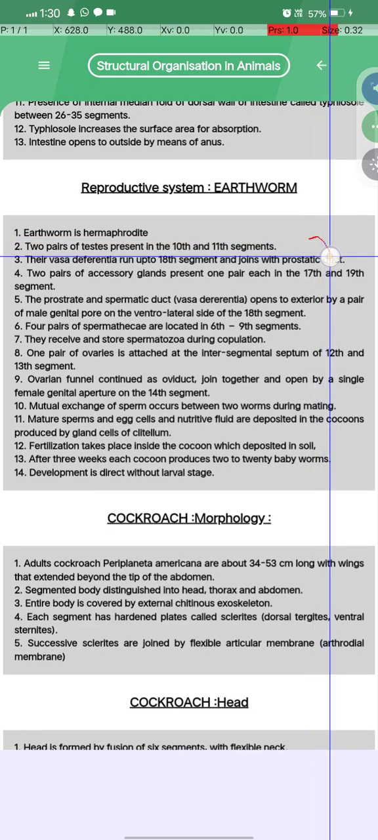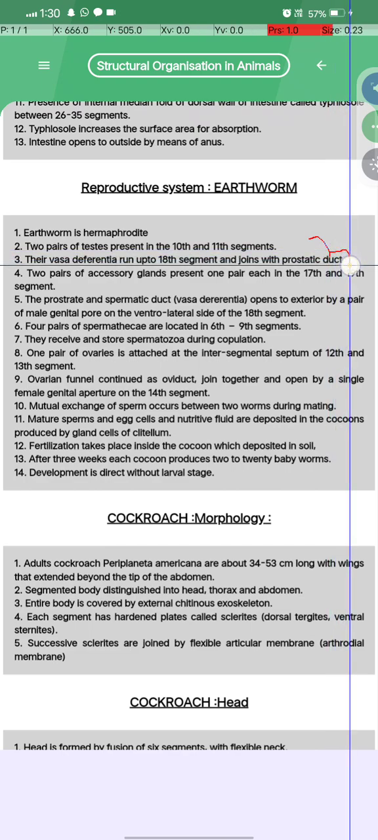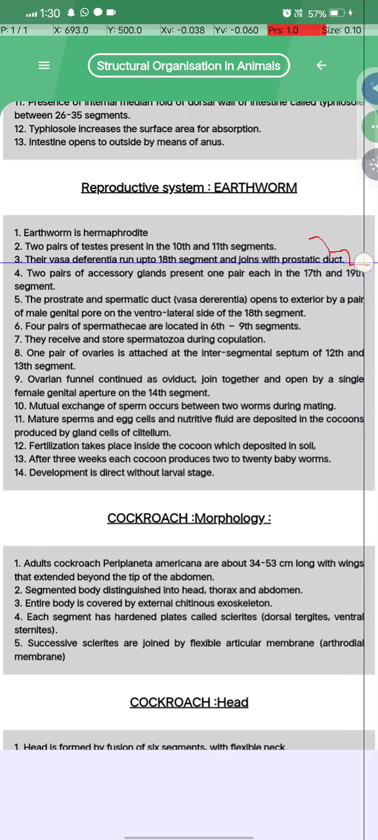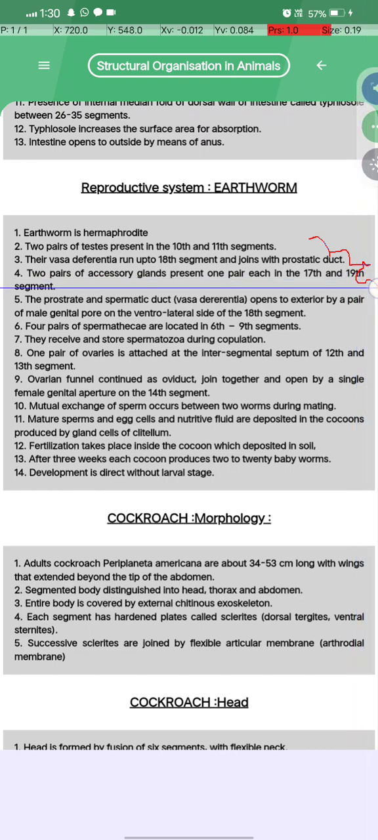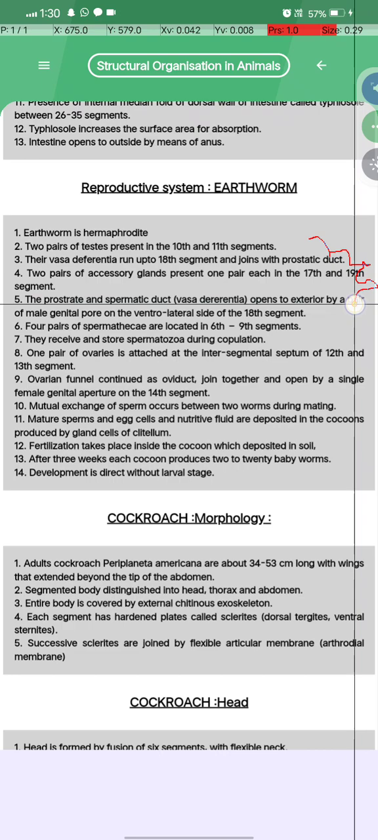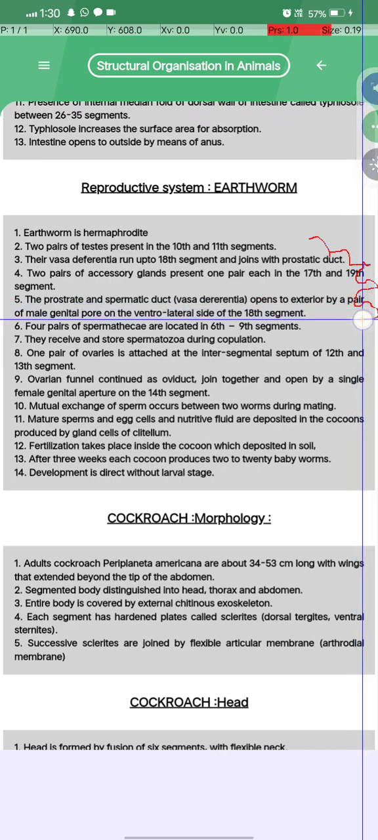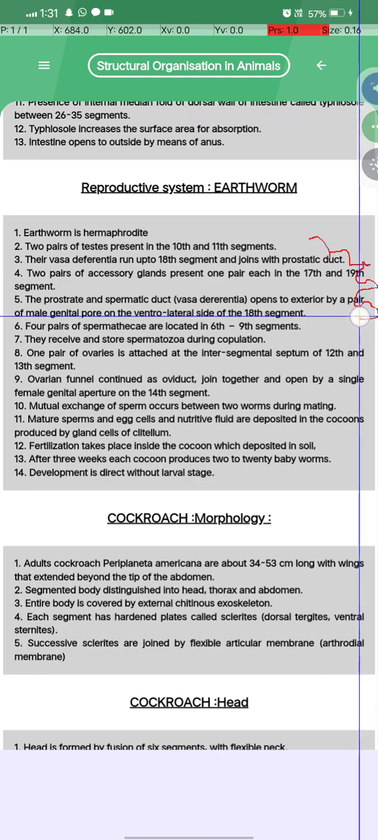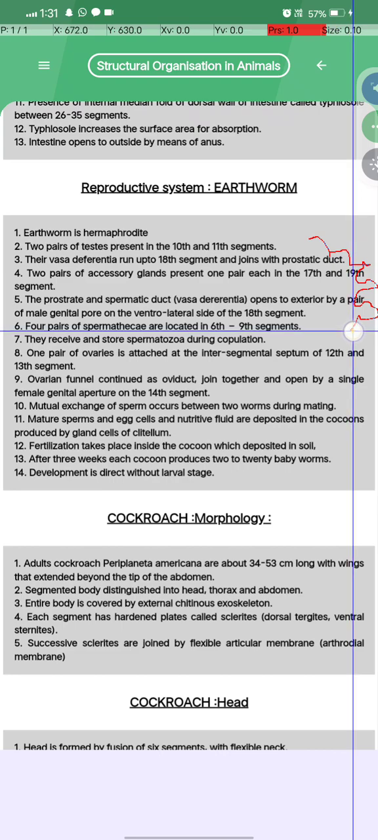Reproductive system of the earthworm. The earthworm is hermaphrodite, and two pairs of testes are present in the 10th and 11th segments. The vasa deferentia run up to the 18th segment and join the prostatic duct, and accessory glands are present, one pair each in the 17th and 19th segments. The prostatic and spermatic ducts open to the exterior by a pair of male genital pores on the ventrolateral side of the 18th segment, and four pairs of spermathecae are located in the 6th to 9th segments.